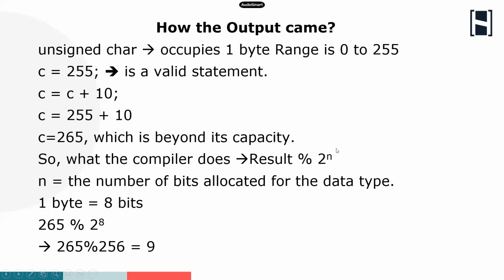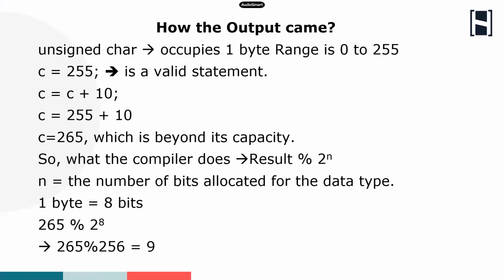We already know what a modulo operator is. The modulo operator performs the division, and as a result it gives me the remainder value. Normally, when we do division, we get the quotient, but when we do the division using the modulo operator, we get the remainder as the result. Now, what is this n? N is the number of bits that is getting allocated for the data type.